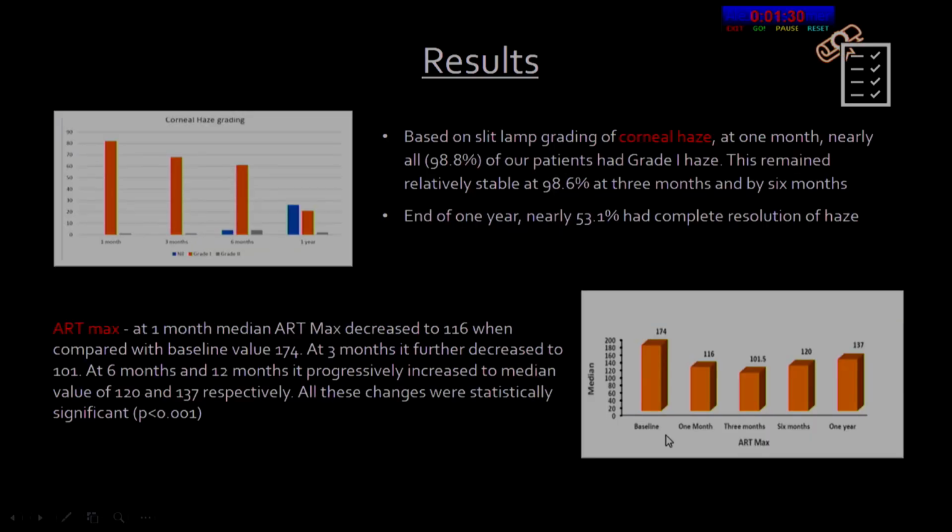Based on slit lamp grading of corneal haze at 1 month, nearly 98% of the patients had grade 1 haze, which remained relatively stable at the end of 3 months and 6 months. By the end of 1 year, nearly 53% had complete resolution of haze.